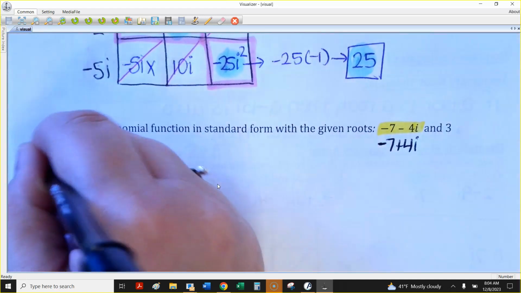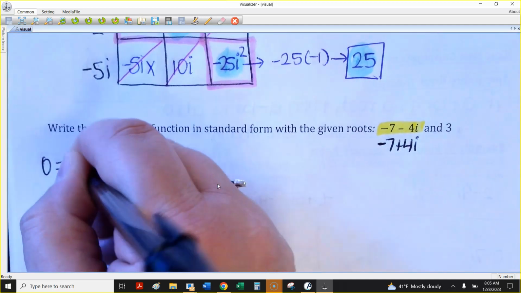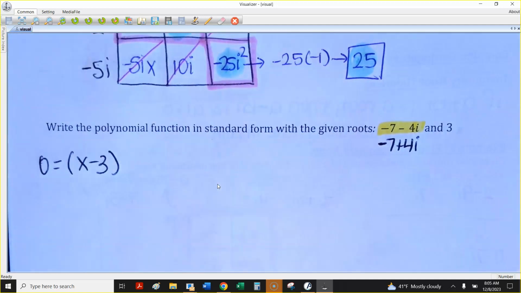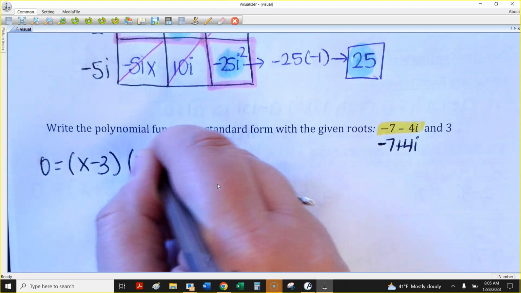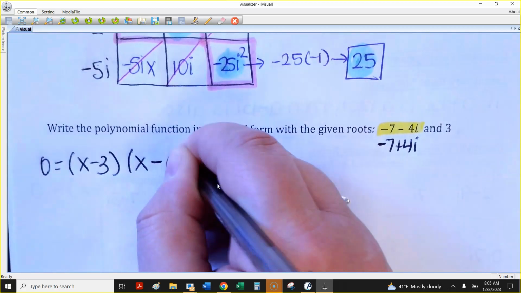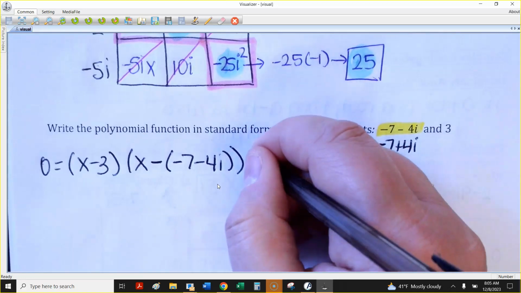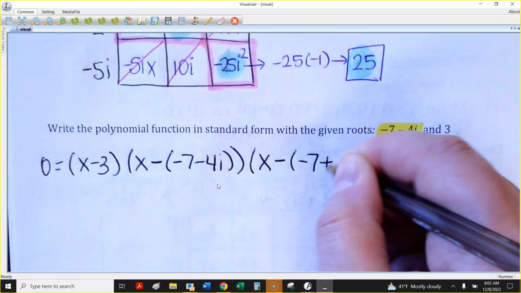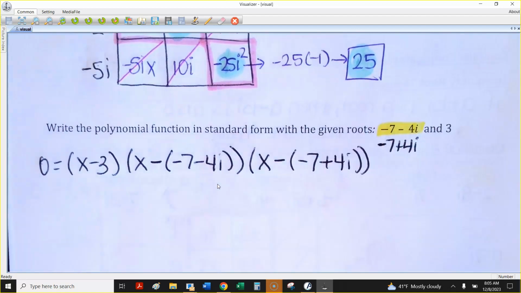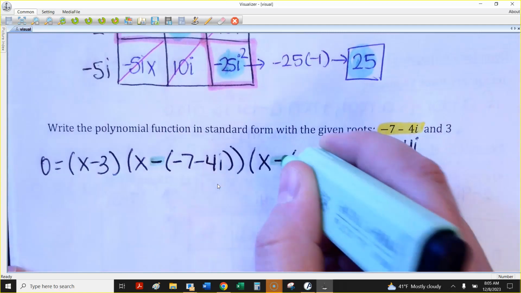So I'll just start out. I'm going to go ahead and write the factor for the 3. So we have a 3, so it'd be x minus 3 would be my linear factor that would go with that. All right, for my imaginary roots here, I'm going to do x minus, and then I'm just going to put the imaginary roots in parentheses. But both of them, I'm going to use a minus. One of them will be negative 7 plus 4i, and one of them will be negative 7 minus 4i.